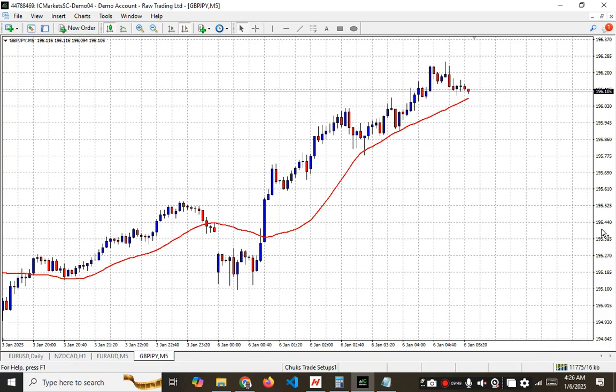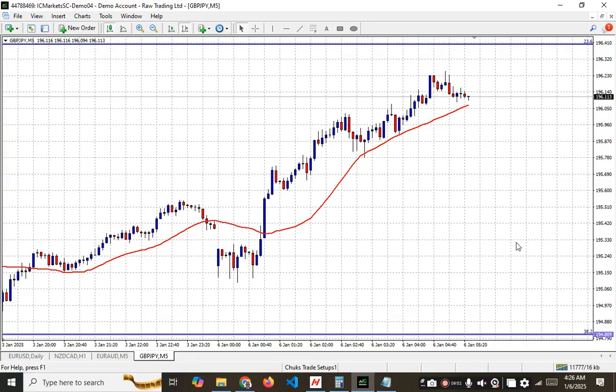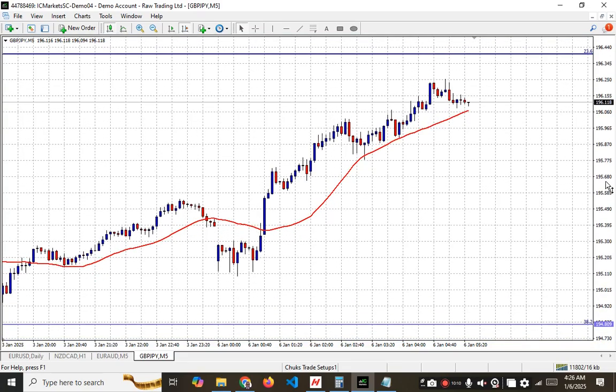So what I'm looking out for is price action at the 25 period moving average. If I see a candlestick pattern at this level here, then I can decide to look for an entry opportunity, guys.